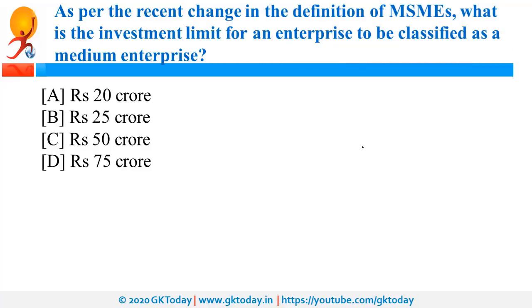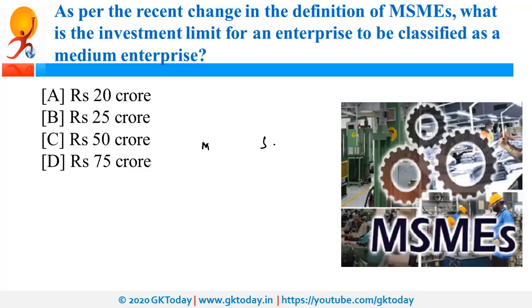Next question is, as per the recent change in the definition of MSME, what is the investment limit for an enterprise to be classified as medium enterprise? So recently Union Cabinet approved further changes to the definition of MSME. What is MSME? It is micro, small and medium enterprises. So for micro, small and medium enterprises, the criteria has been changed. Now investment and turnover are the two major criteria for the definition.